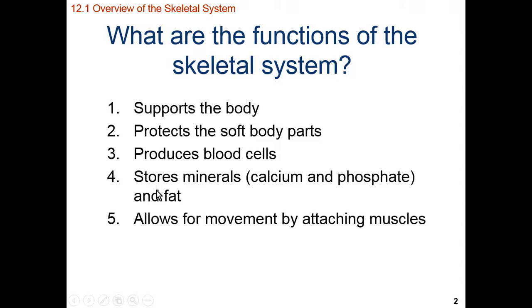We'll also store a lot of fat in our skeletal system, particularly as adults in the hollow medullary cavities of our long bones. We store yellow bone marrow, aka body fat. And then finally, our skeletal system is the attachment point of our skeletal muscles. And this allows us to have voluntary movements. Maybe something like sitting down, standing up, or any other voluntary movement you may want to go to.